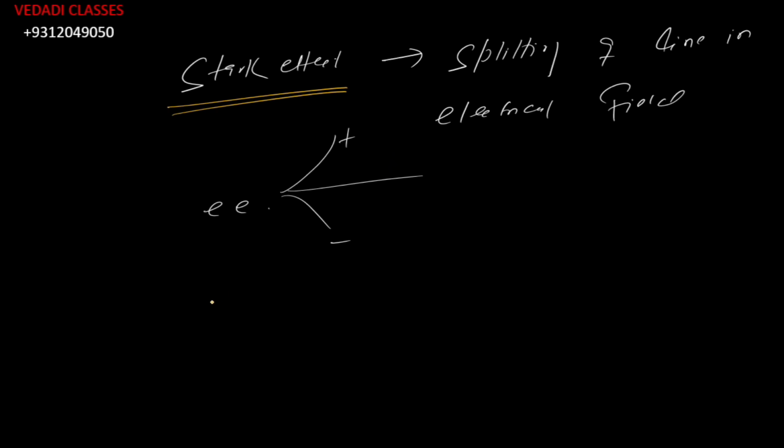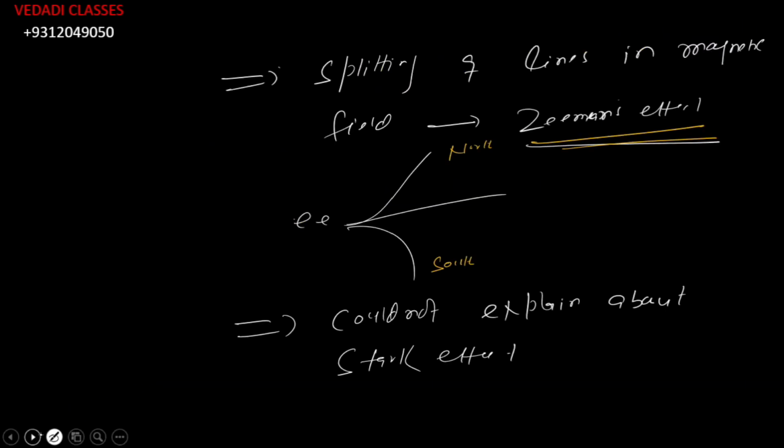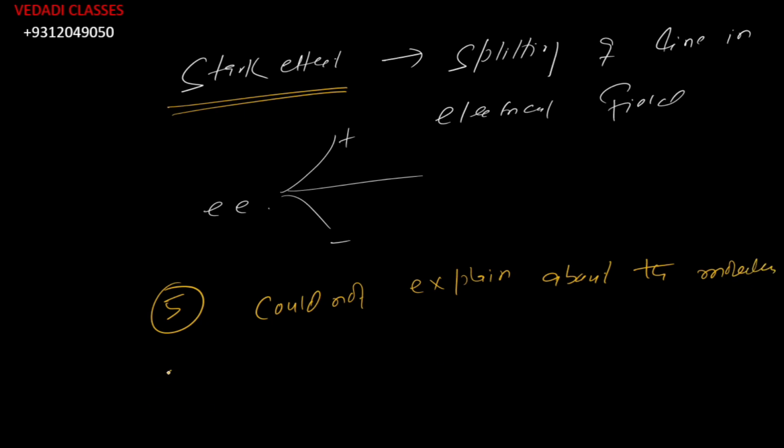He also couldn't explain the shapes of molecules. How many drawbacks do we have? Three, the fourth is over here, and the fifth is what we are discussing: he could not explain the molecules and the shape of the molecule. What will be the shape of the molecule? He couldn't give the direction, so how could he give the shape?